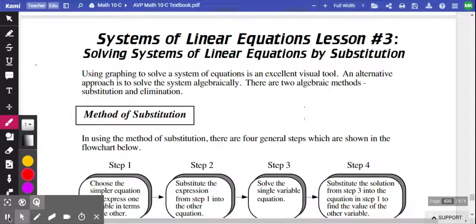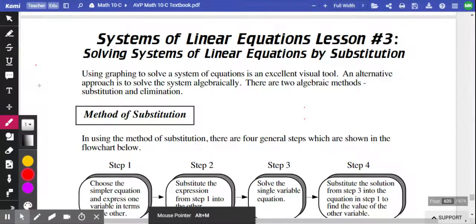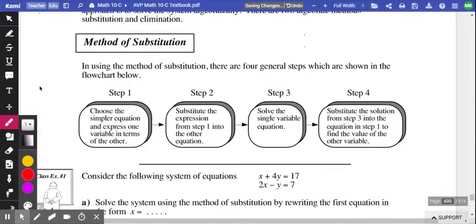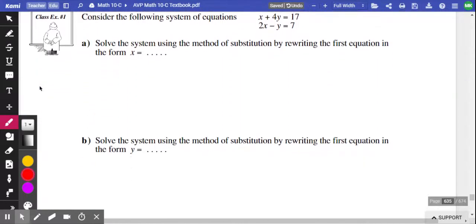If you didn't have a graphing calculator, or you had a question that you couldn't graph, which definitely happens next year, you have questions you can't graph, then you need to use one of these two following methods, substitution or elimination. They do have step-by-step instructions here on how to do substitution. We're just going to go through it together, but if you want to read them, you're more than welcome. So we'll go right down to class example 1, right there.